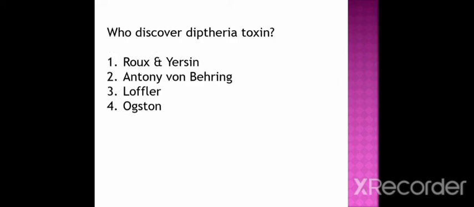The next question is, who discovered diphtheria toxin? Option 1 Roux and Yersin. Option 2 Emil von Behring. Option 3 Loeffler. And option 4 is Oxton. And the correct option is Roux and Yersin. Behring also discovered diphtheria antitoxin. Here the question is diphtheria toxin. So diphtheria toxin was discovered by Roux and Yersin. Loeffler discovered the diphtheria bacillus.